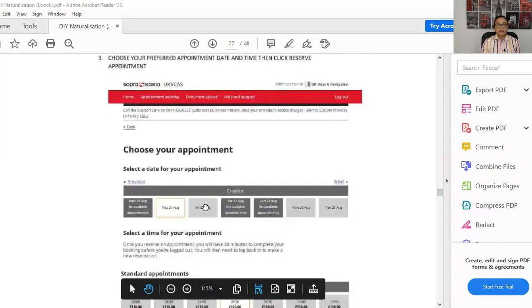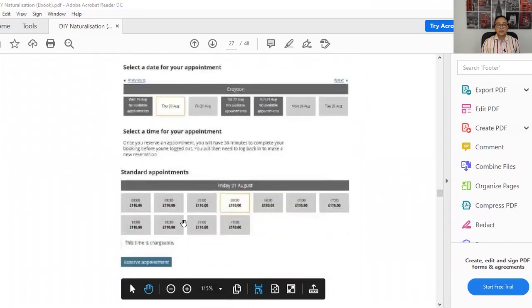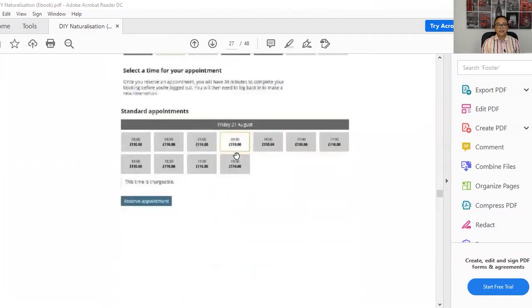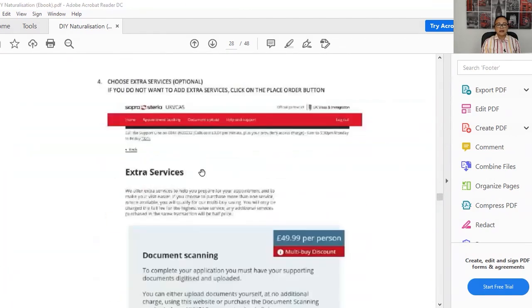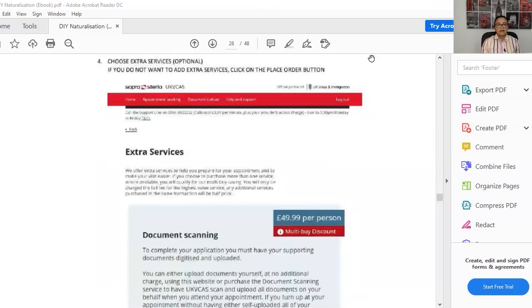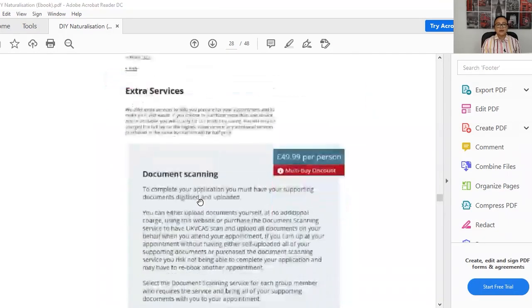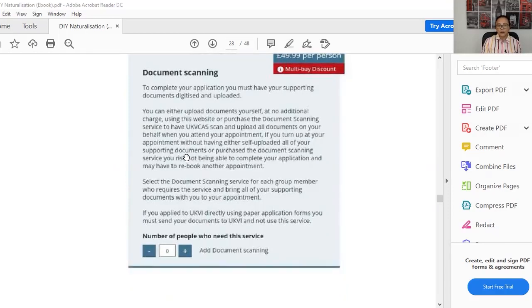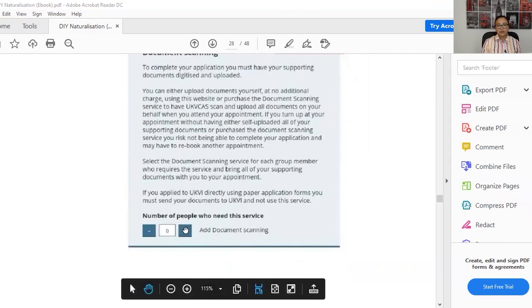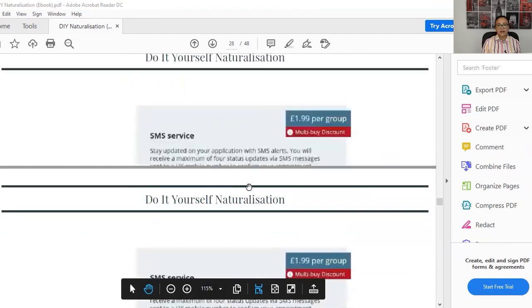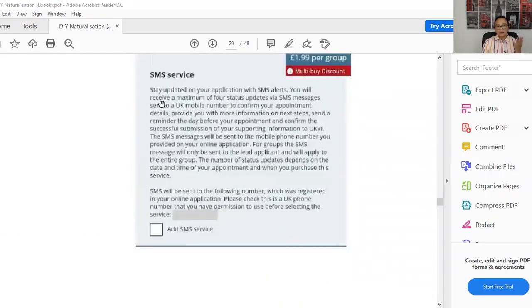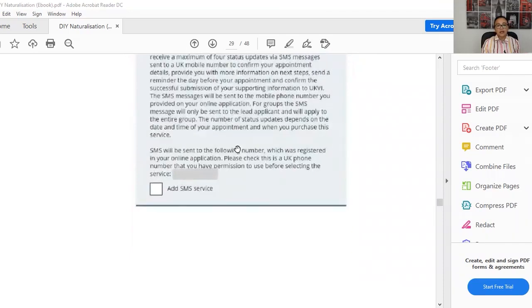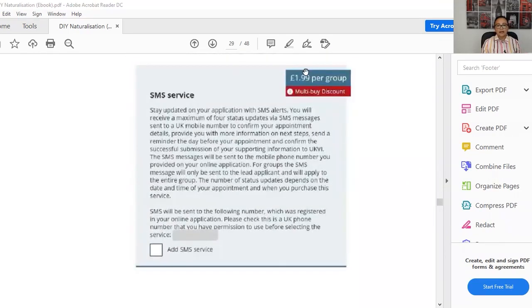At the moment, there's no free appointment. You have to pay £110 for your appointment. You select it and then pay for the appointments. On top of that, you can also choose services. Everything is online now, so if you don't have a scanner, you can pay £50 to get the visa center to scan all your documents for you. You tick here and say you want document scanning. If you want an SMS service, text alert, you can also buy that for $199.